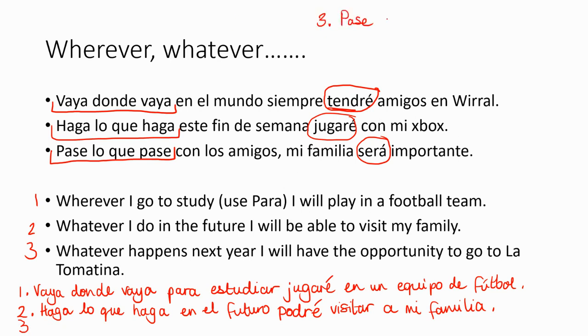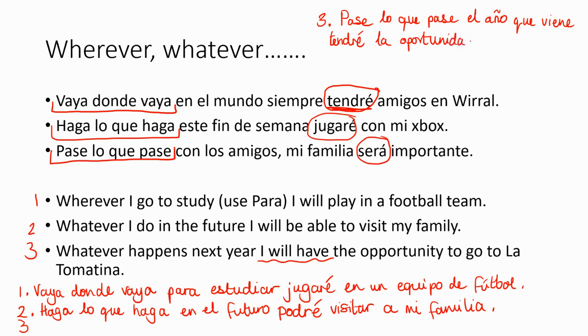Pase lo que pase. Next year, so el próximo año, o el año que viene, I prefer, I must say. You can use that próximo año if you want. El año que viene. Right, then we're to future. I will have, and we've got one of those there. I will have, tendré, the opportunity, la oportunidad, to go to la tomatina. Oportunidad, ir a la tomatina. Okay, so that's pase lo que pase el año que viene.